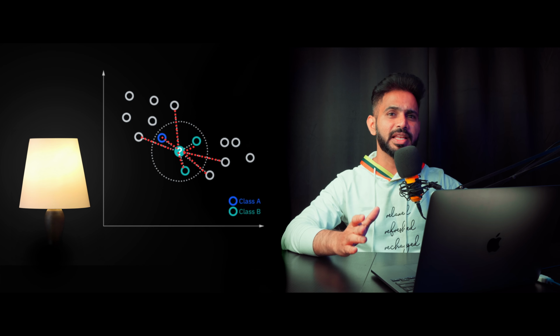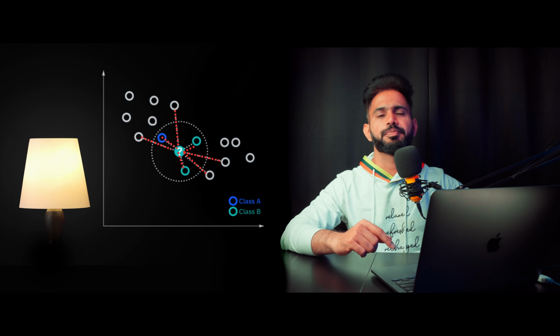Let's get a bit more technical. In KNN, K is the parameter that you choose, which decides how many neighbors to consider. If you choose K equal to 3, the algorithm looks at the 3 closest neighbors. The distance between the points is usually calculated using methods like Euclidean distance, which means the straight line between the 2 points. One important thing to mention in the interview is that KNN is a lazy learner.